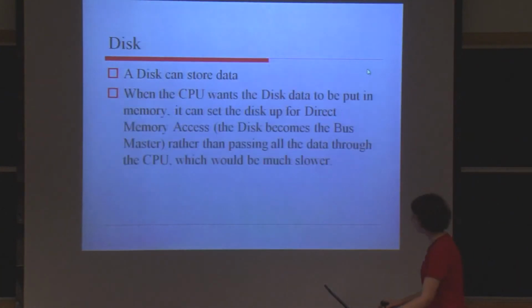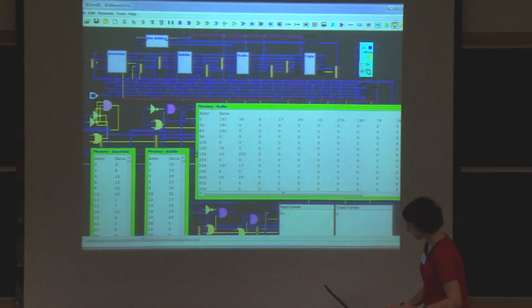Another thing that the bus arbiter is used for is a disk. Disks can store data, but sometimes they need to read or write values from the memory. In order to speed up this process, rather than the CPU getting it and giving it to the disk, the CPU can tell the disk to become the bus master, and then it can read or write the data directly from the memory. This is called direct memory access. So here's an example of a disk plugin that I created.